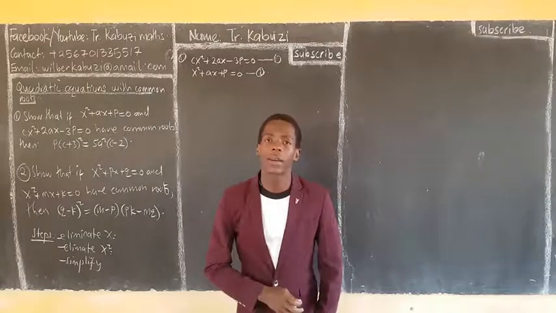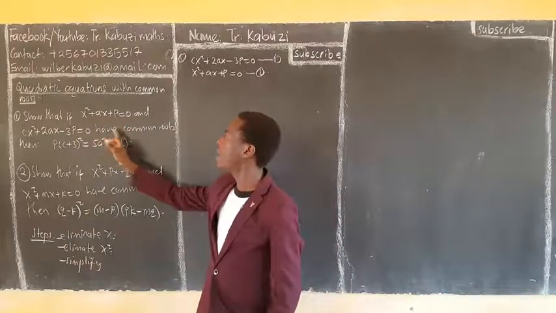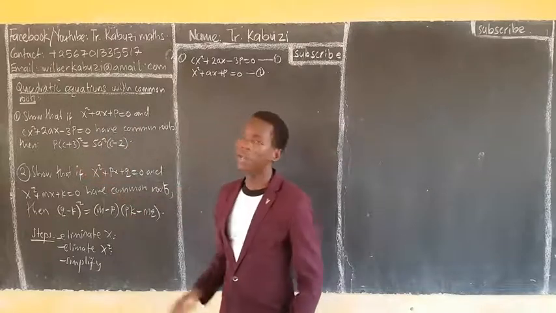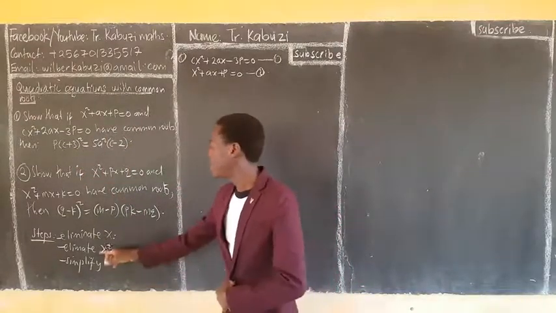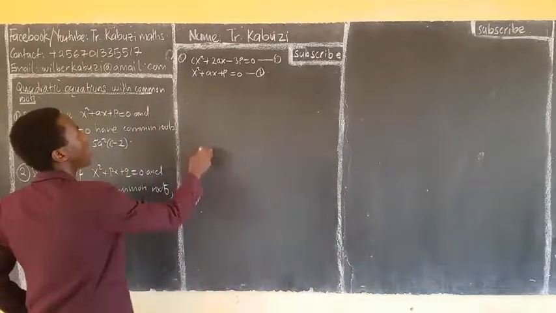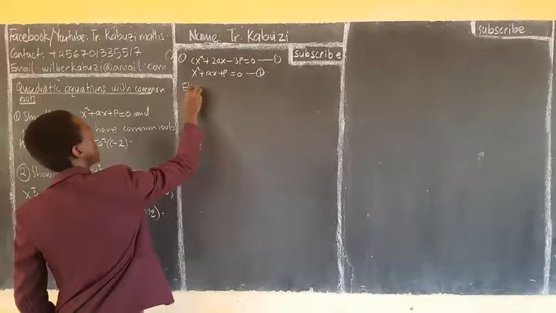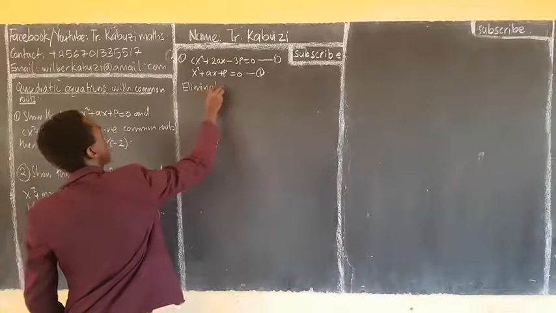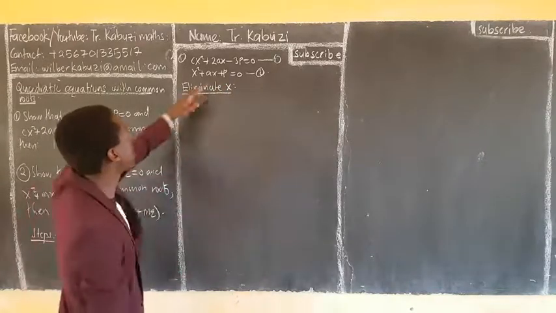So, if I'm to handle question one, they are saying, show that if this and this have common roots, then this is equal to this. The steps are: eliminate x first, then eliminate x squared and simplify. If I'm to do that, I want to eliminate x first. Now, you start, this is the x.